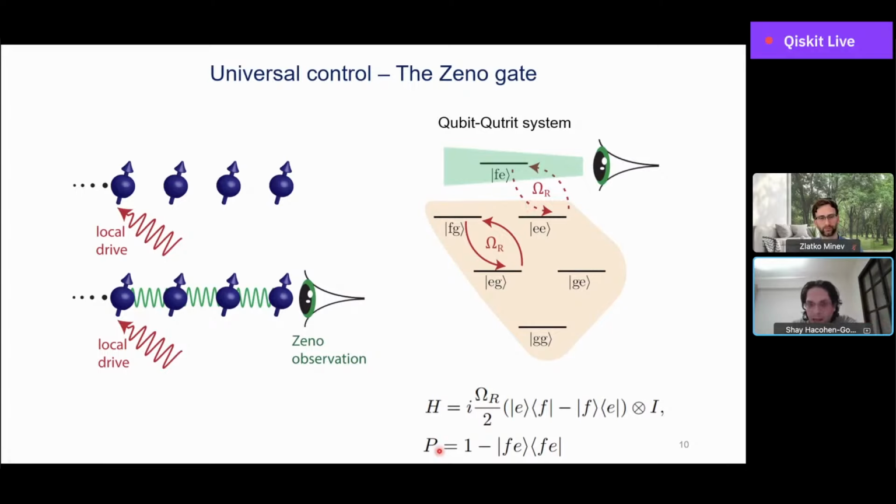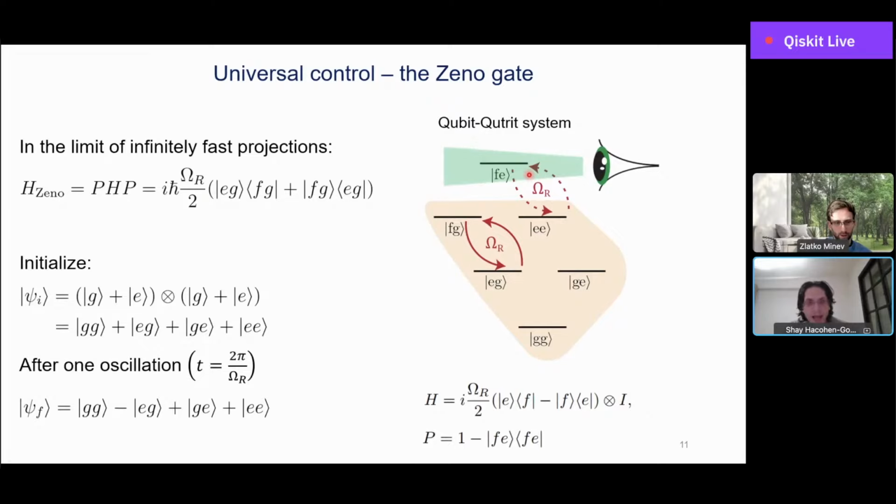And now we're going to be adding a projector, basically a measurement that continuously or infinitely rapidly asks the question, is the system in the FE state? Is the system in the FE state? Repeatedly, always and always. So this is a very strong measurement, asking the system. And if we do that, we can basically calculate the resulting Hamiltonian. And you can understand this intuitively in the sense that when we're driving the E to F transition, we're cycling these levels over here. And what the measurement is doing, it is inhibiting the evolution to the FE state. So we're just left with the evolution from basically EG to FG.